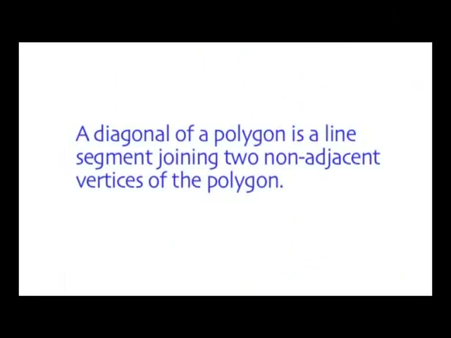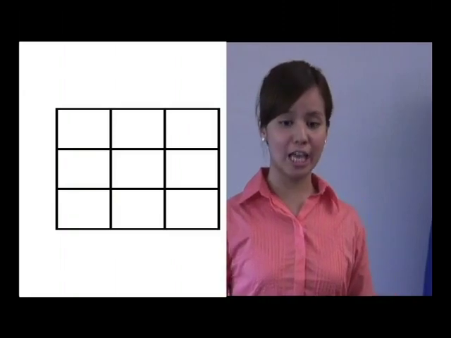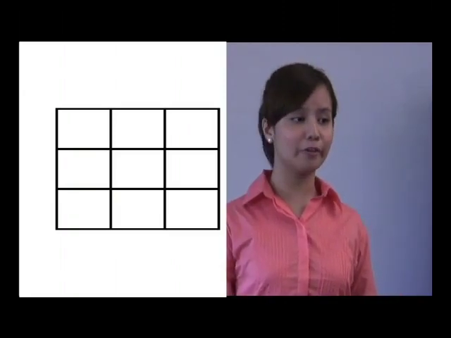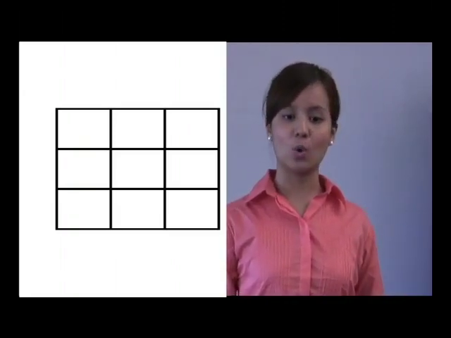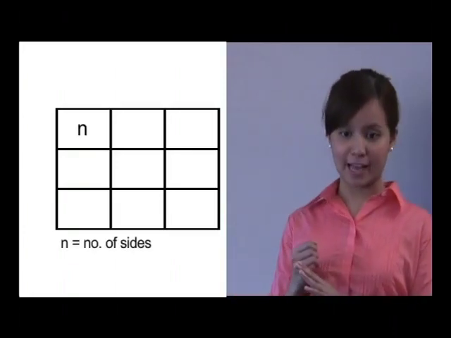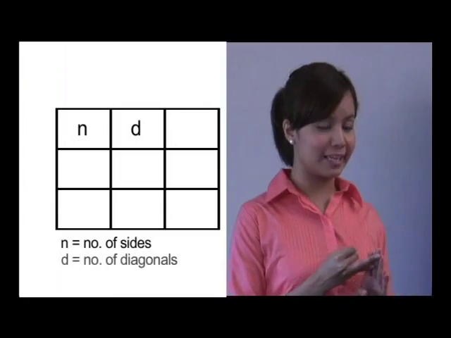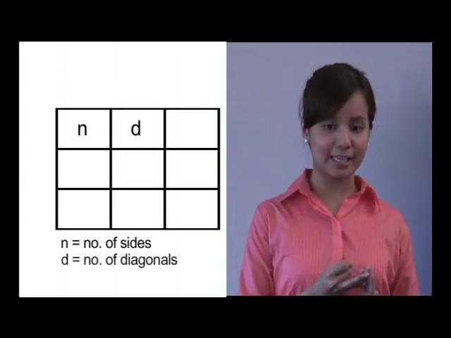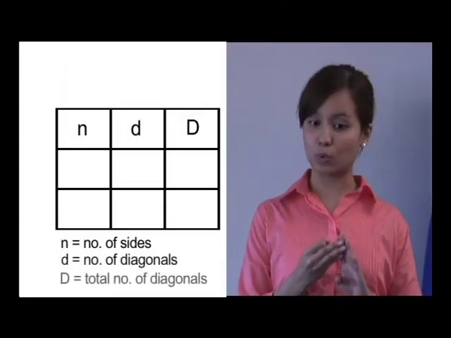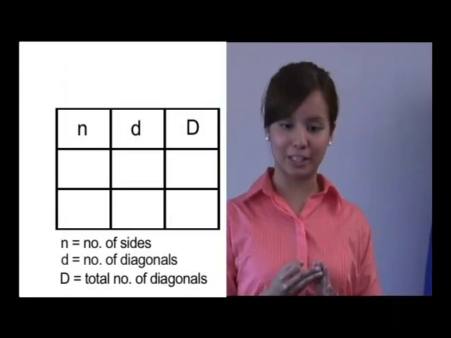We will now identify certain properties of polygons. First, we define the diagonals of a polygon. The first thing we will investigate is the number of diagonals in a polygon. We will let n denote the number of sides, d the number of diagonals containing a given vertex, and big D the total number of diagonals in a given polygon.